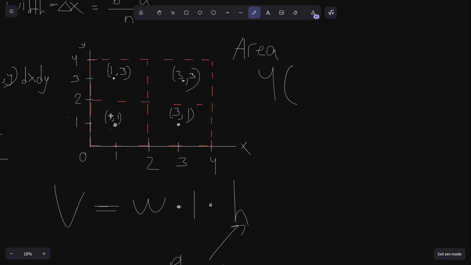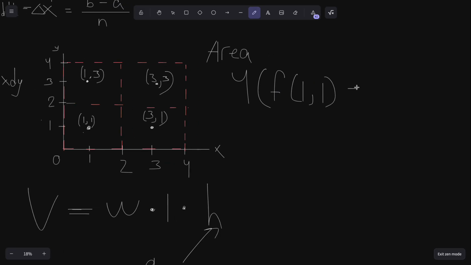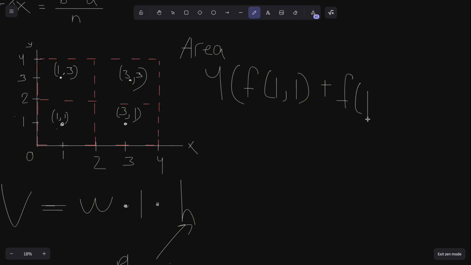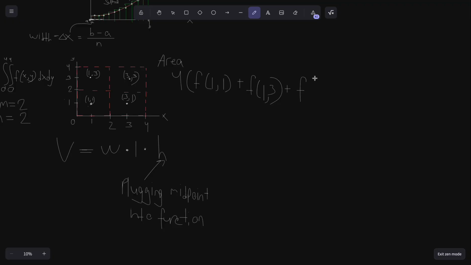Now, the height of that function is going to be given by f(1, 1) plus f(1, 3) plus f(3, 1) plus f(3, 3). And all of those values are going to be multiplied by 4 because they share a common base, right? The base area stays constant. So you can imagine that this 4 is like distributed among all these terms.